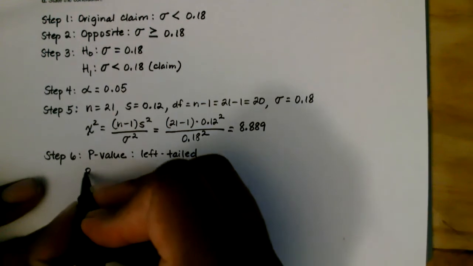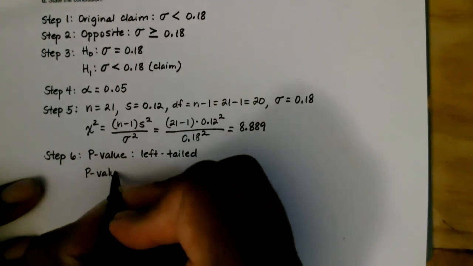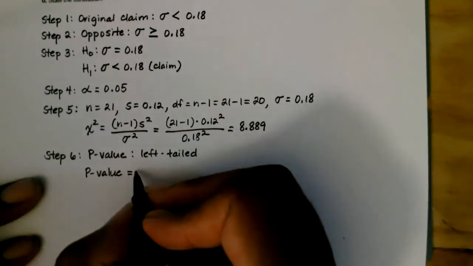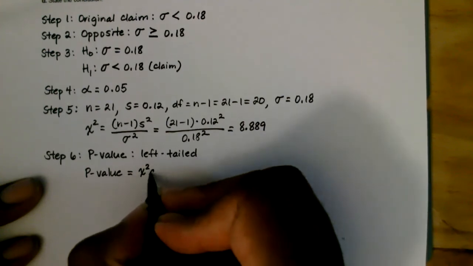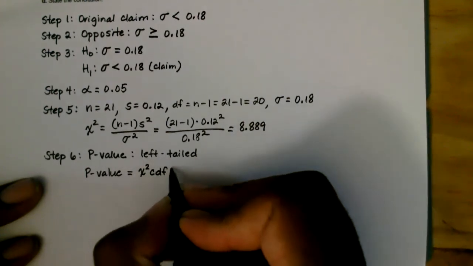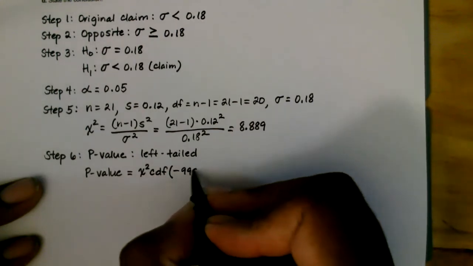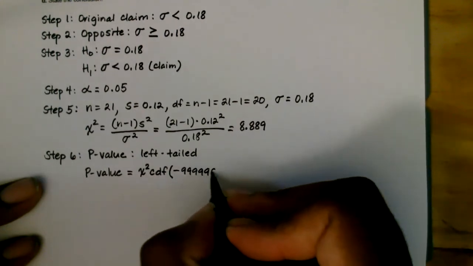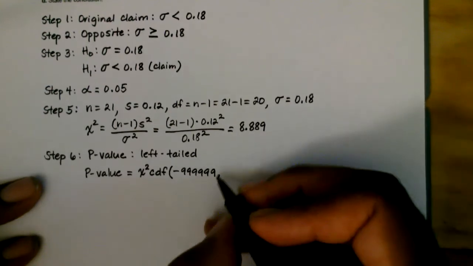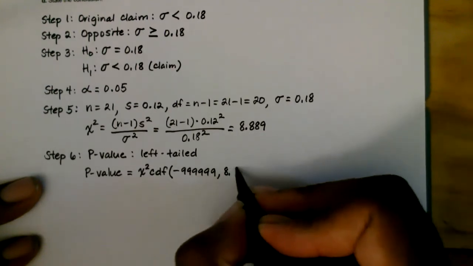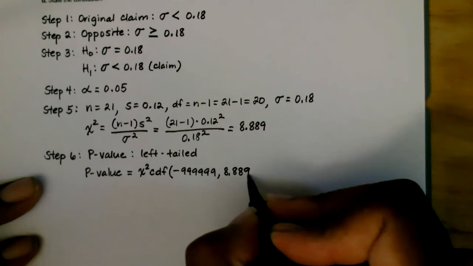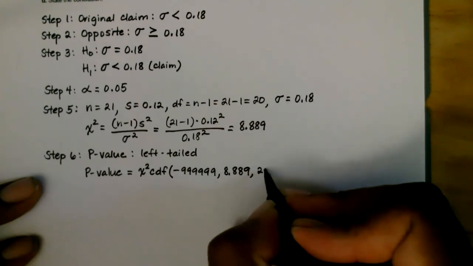So that means our p-value is this, chi-square CDF, then negative with 6 9s or as many 9s as you want. Make sure you have a negative sign in front. Test statistic is 8.889. Degrees of freedom, 20.